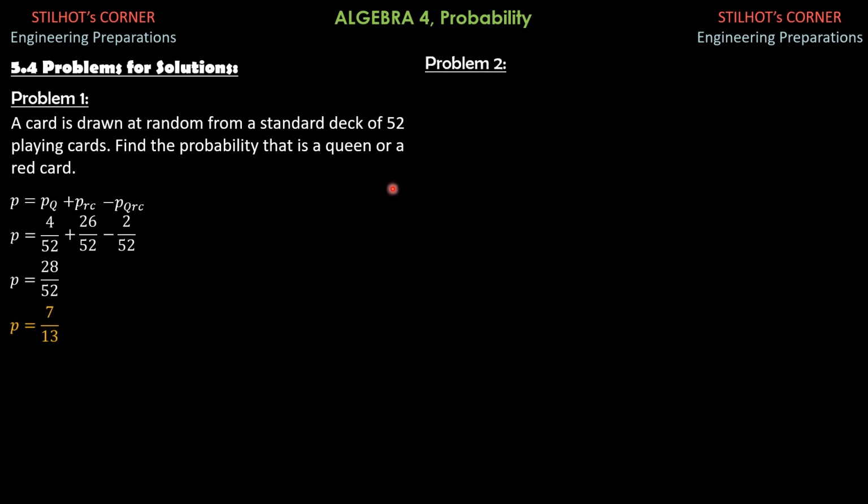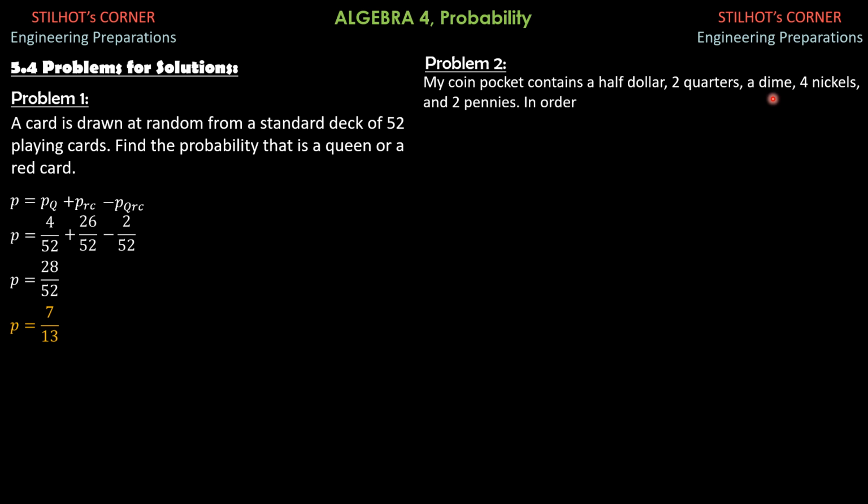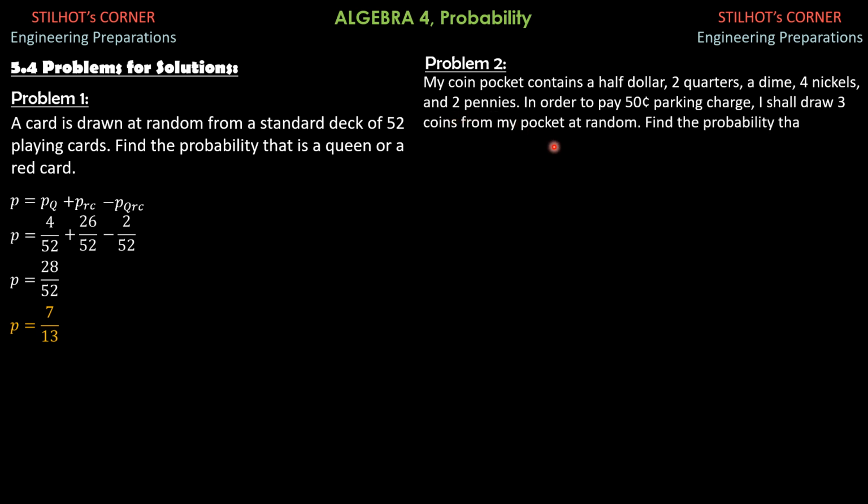We proceed to problem 2. My coin pocket contains a half dollar, 2 quarters, a dime, 4 nickels, and 2 pennies. In order to pay a 50 cents parking charge, I shall draw 3 coins from my pocket at random. Find the probability that I shall pull out enough to pay the charge.